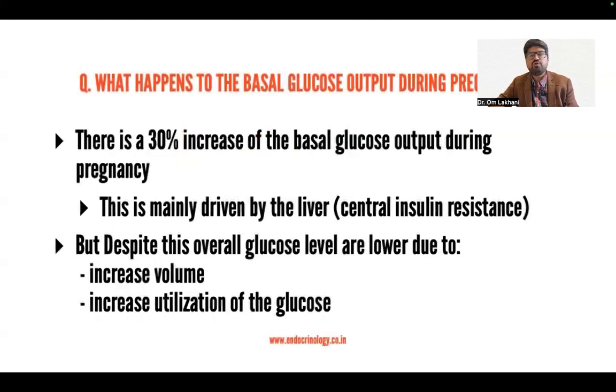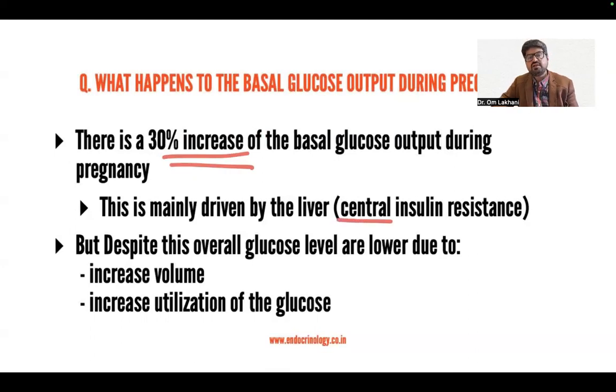So what happens to the glucose output during pregnancy? You'll be surprised that in fact the glucose output is also increased during pregnancy. There's a 30% increase of glucose output in pregnancy, and I'm talking about normal pregnancy. This is mainly driven by the liver. This is what is known as central insulin resistance.